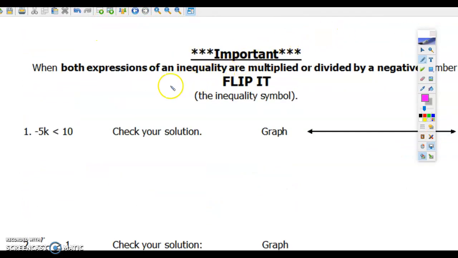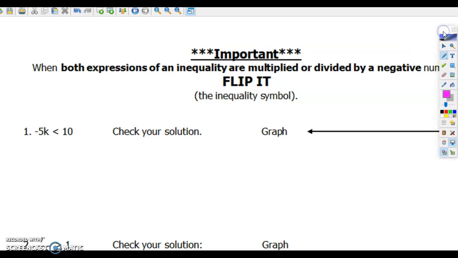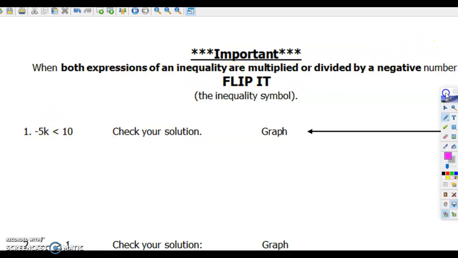Here is the important part. This is the part of solving inequalities that makes it a little bit different than solving equations. So when both of the expressions, so that means this side and this side, are multiplied or divided by a negative number, you flip it. You flip the inequality symbol that's in the middle.